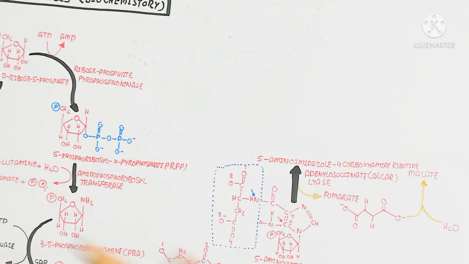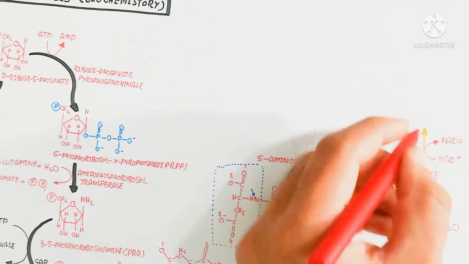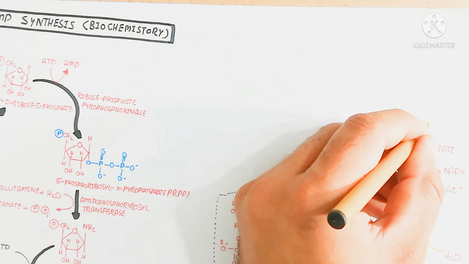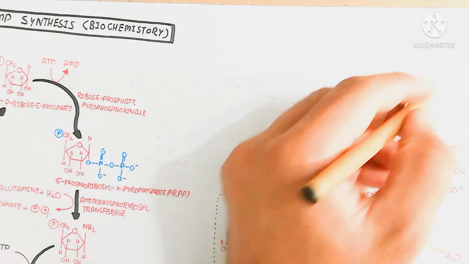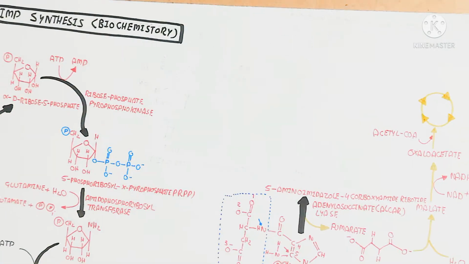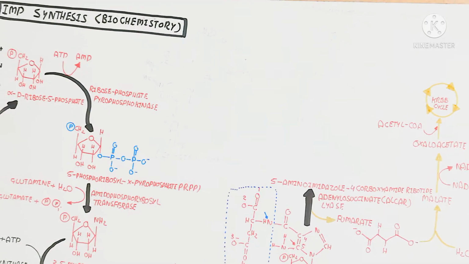Fumarate binds with water to produce malate, and this malate, in the presence of NAD plus, undergoes dehydrogenation to produce oxaloacetate. This oxaloacetate will bind with acetyl CoA to go into the Krebs cycle to produce more energy. So that is the energy required for this step, and the energy recovery will occur.